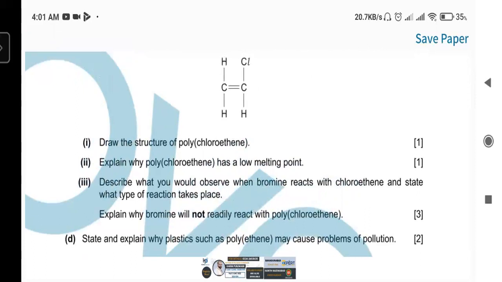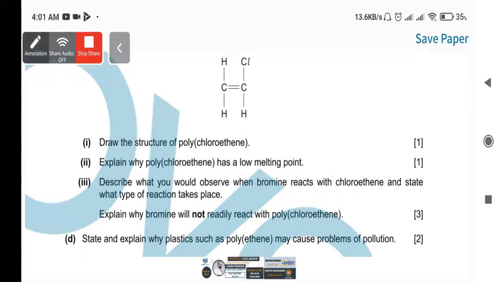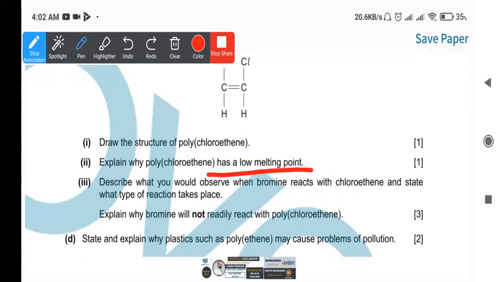Polychloroethene has a low melting point, and since the question asked about low melting point, with organic molecules, when you are talking about the melting or boiling point, this means you have to talk about the attractive force between the molecules. If the question says that the melting point is high, then the attractive force between the particles is also high. If the melting point is low, then the attractive force between the particles will also be low. Okay, weaker.